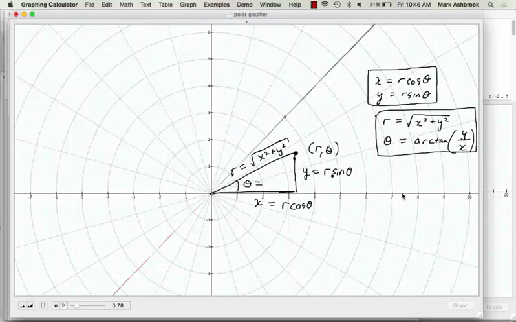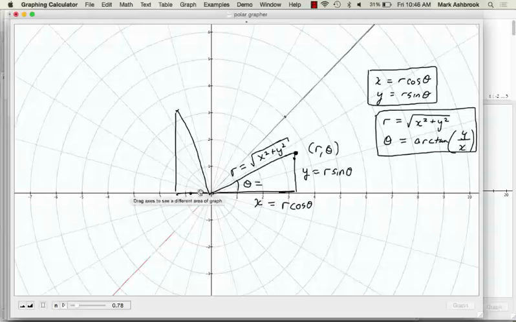Do all those relationships hold true if I pick a different point? Yes, those are all identities. So I still have r and theta here. X is still going to be r cosine theta, y is still going to be r sine theta. That's still going to be the square root of x squared plus y squared for the radius. And that's still going to be arctangent.